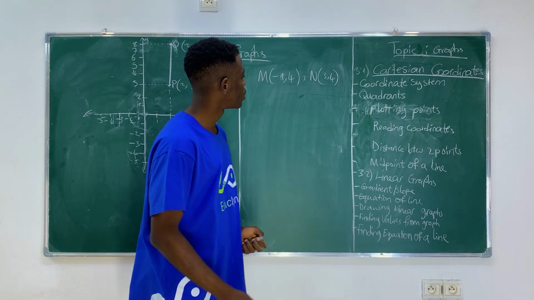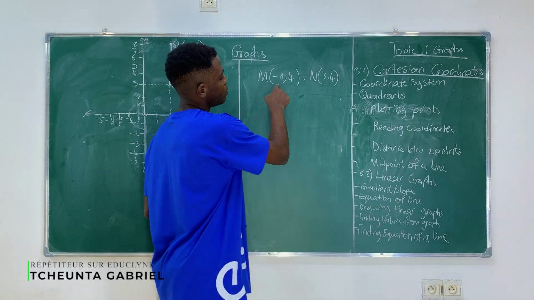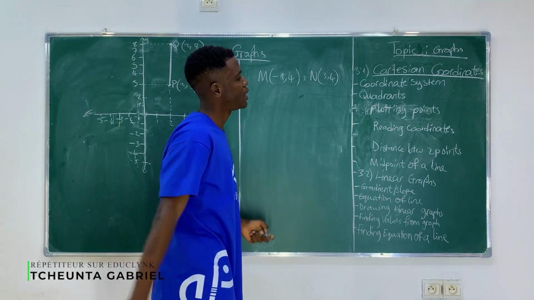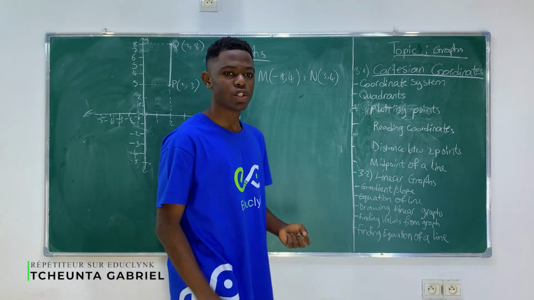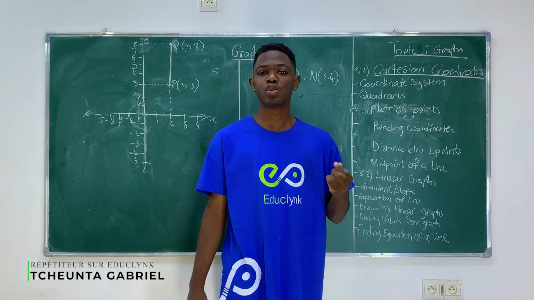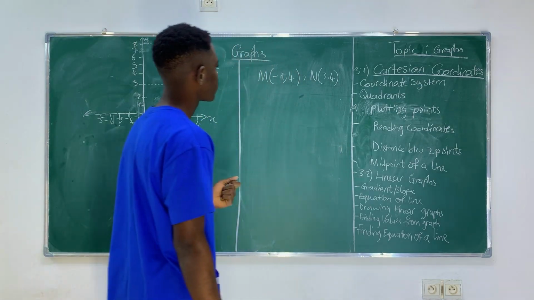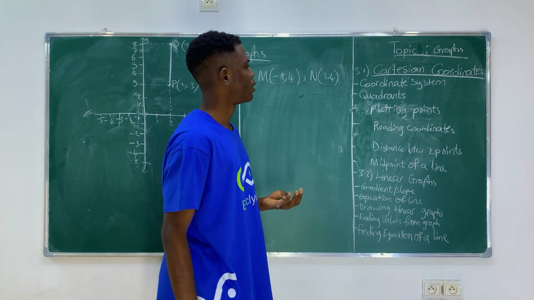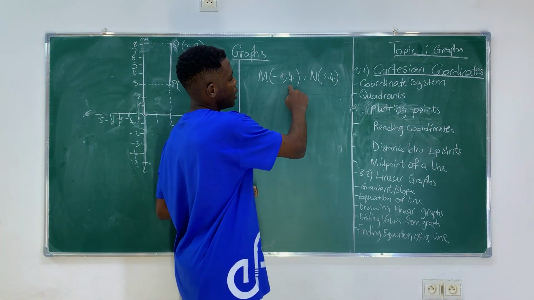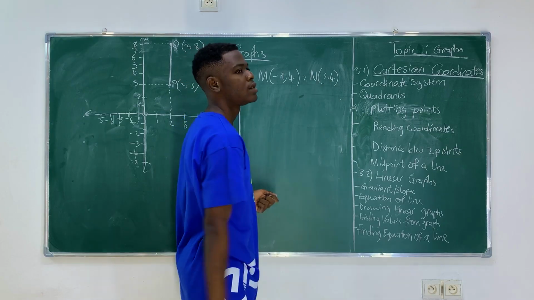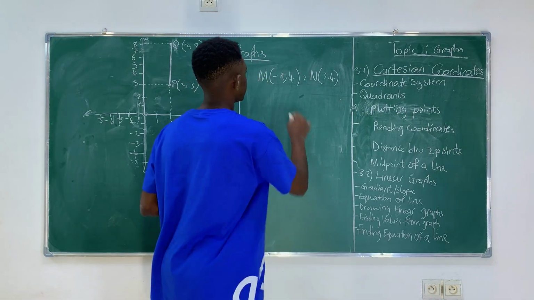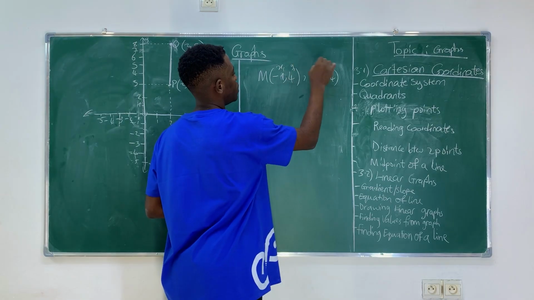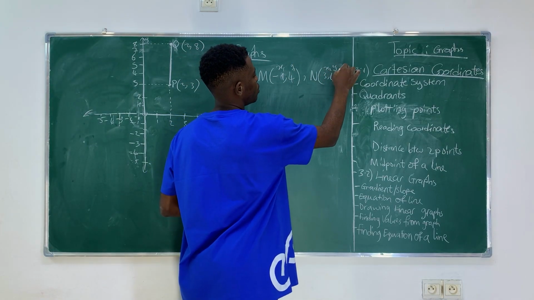Okay, so the third question: the point M is (-1, 4), and the point N is (5, 4). We are calculating the distance between these two points. If we look closely, we see that this time it is the y coordinate that is the same in both places. So this is my x1, y1, x2, y2.